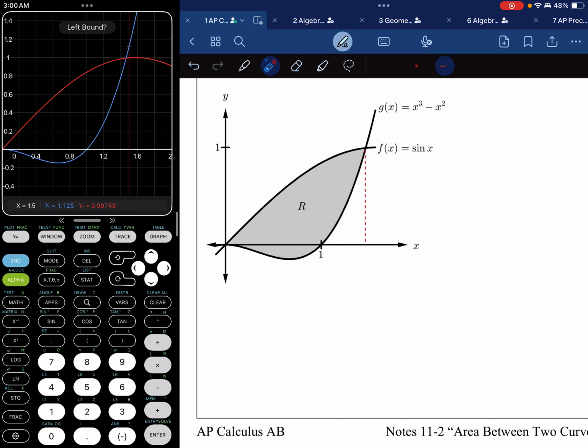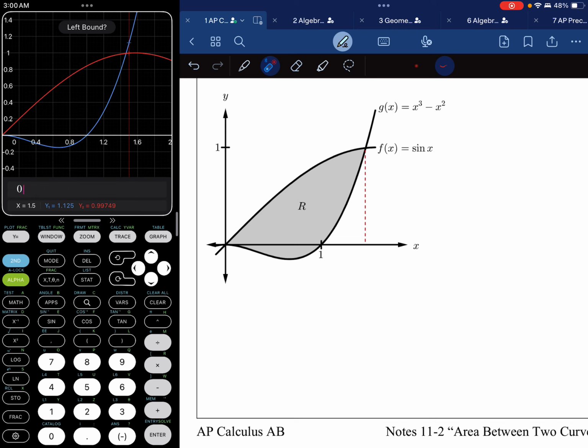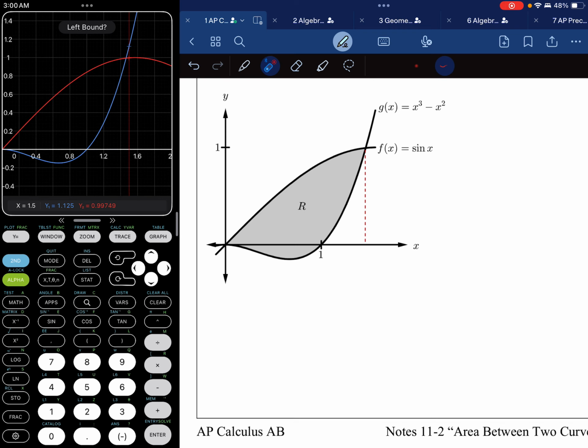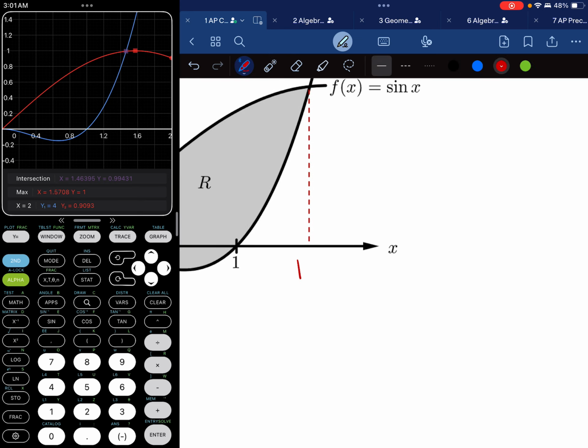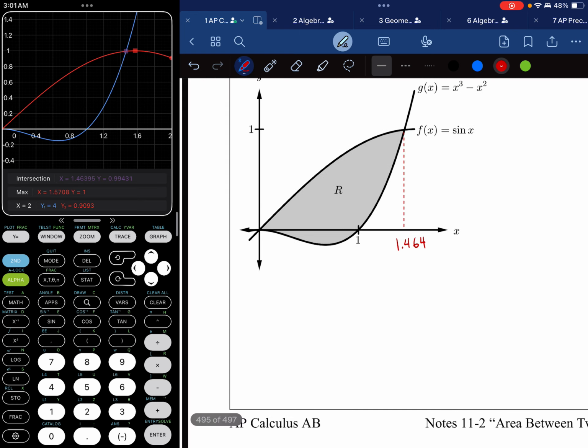My prompt is telling me what's the left bound of the intersection. I'm just going to say 0. No, that's a bad bound. Let's do left bound of like 0.5. And my right bound, I'm going to say like 2. And it says, okay, that intersection happens over here, and I'm going to mark it on my graph as well. That happens at 1.464.